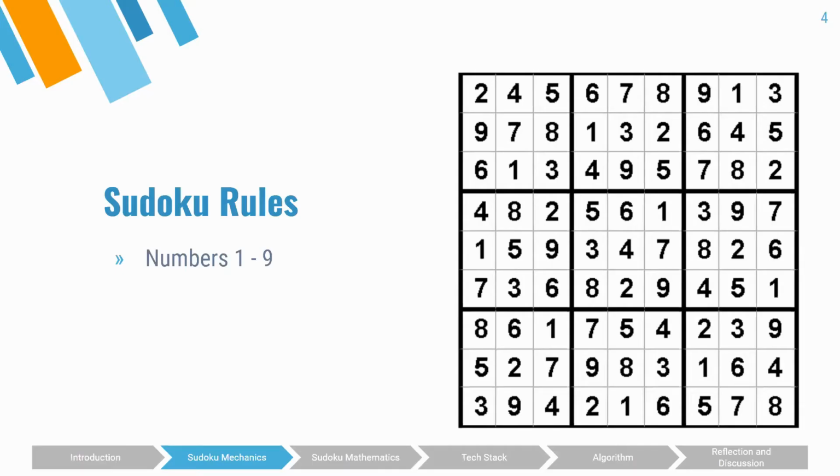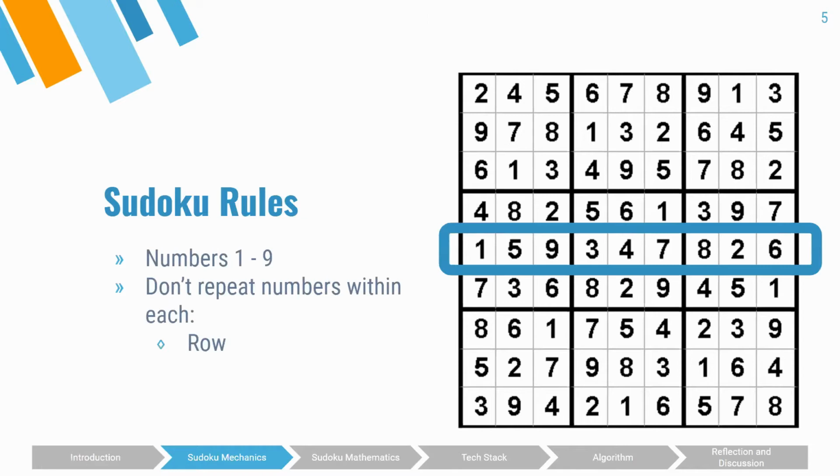For Sudoku mechanics, as you can see on the board on your right, all the numbers on the board are from 1 to 9. And to store these numbers, we use one-dimensional arrays. Next, we have to make sure that we do not repeat numbers around the board, including the row.